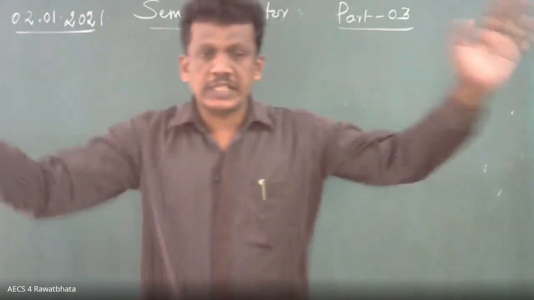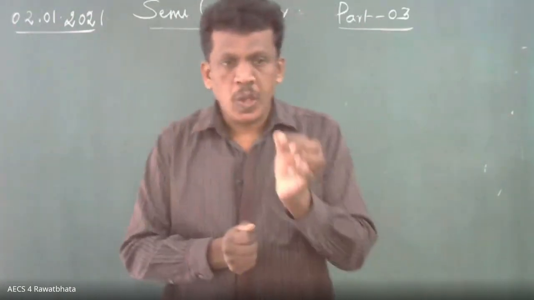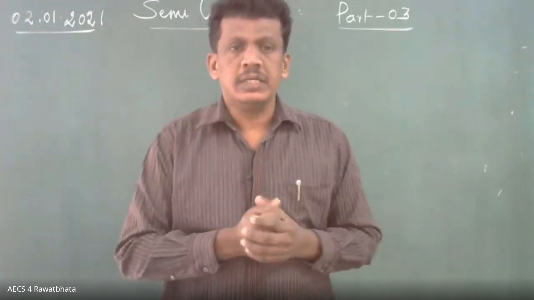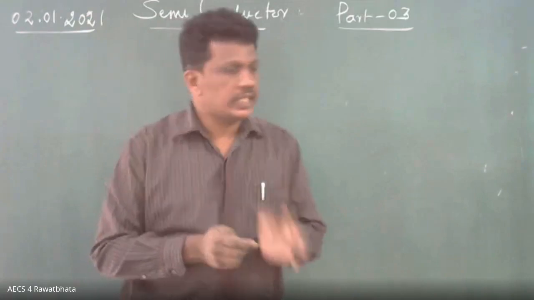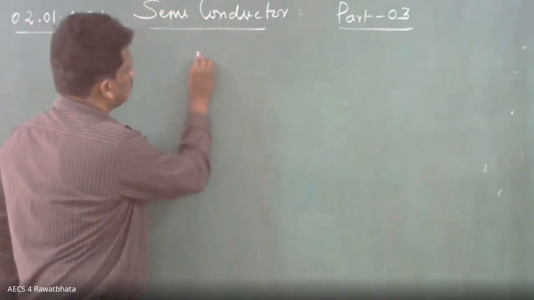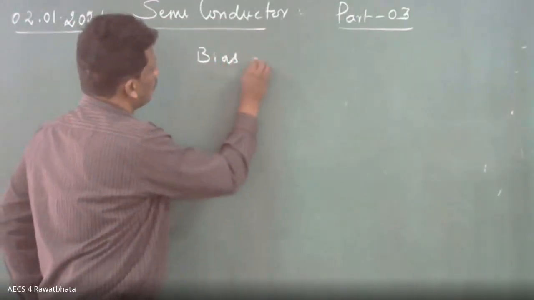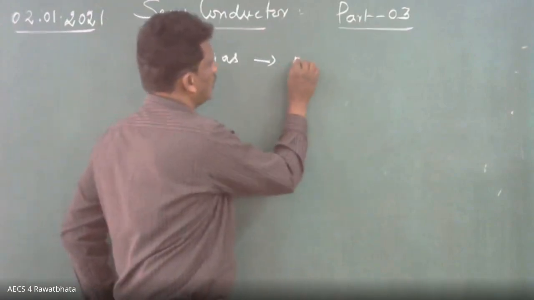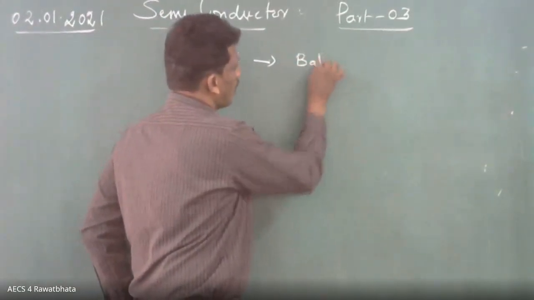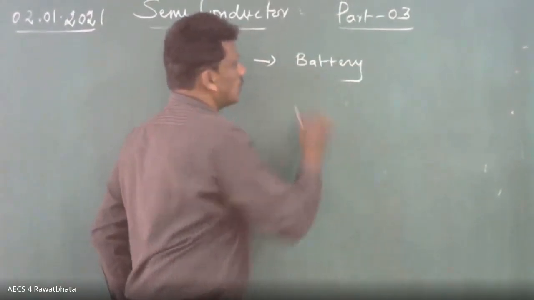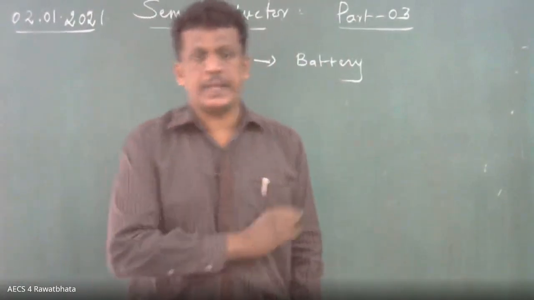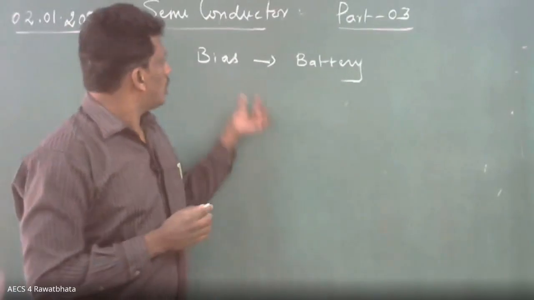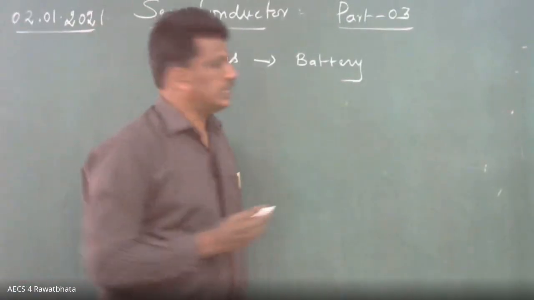So, last class we discussed biasing the diode. So, biasing is nothing but what? Bias is nothing but connecting a battery. When you are connecting a battery to the semiconductor diode, that is called biasing. There are two kinds of bias we discussed.